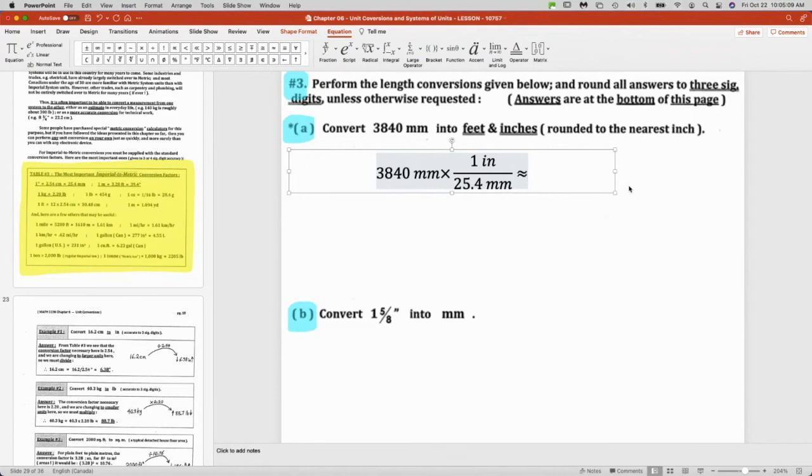So I'm not going to waste time asking. I'm just going to do it. Please do it on your calculator as well, and hopefully we have the same. So I have 151.18 inches. Can someone confirm?